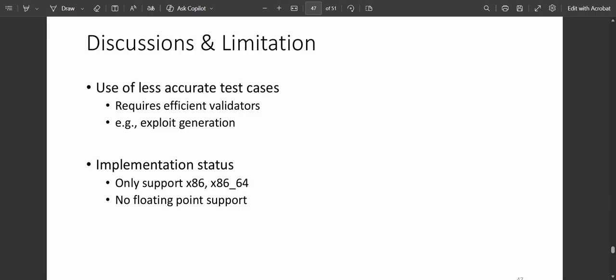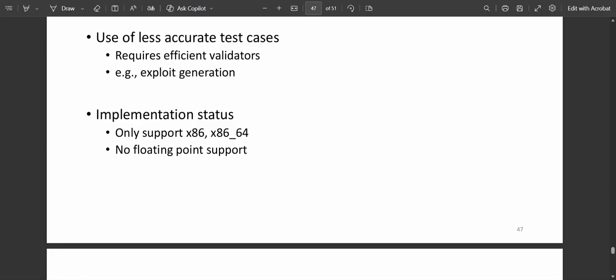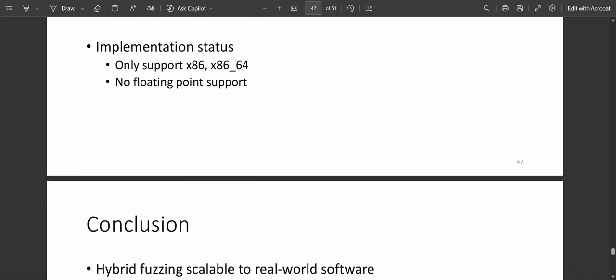And discussion and limitation: use of less accurate test cases. QSYM uses less accurate test cases, requires less time, and works effectively compared with other software that is available. And the implementation status: it only supports x86 and x86_64.